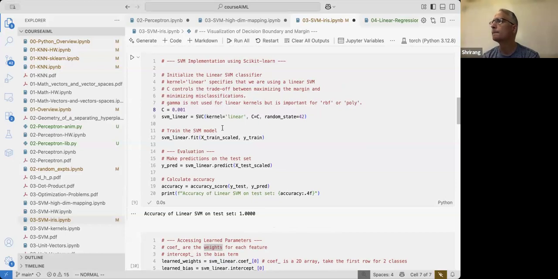Is the kernel related to graphics? No, it's not.